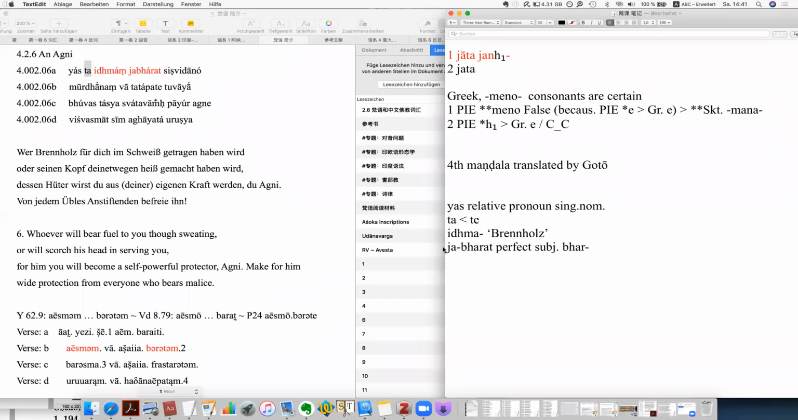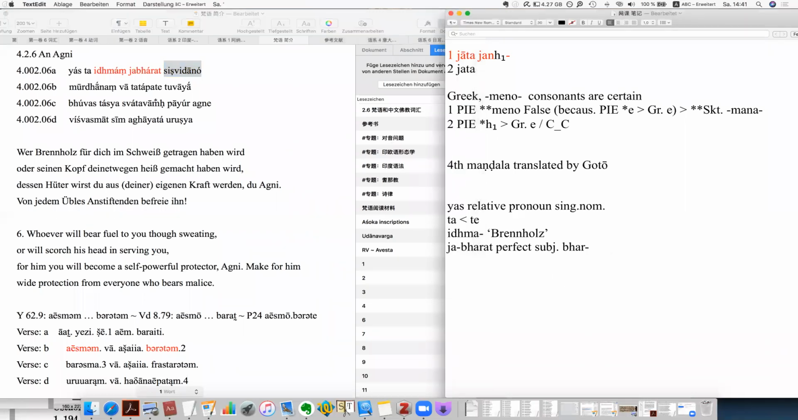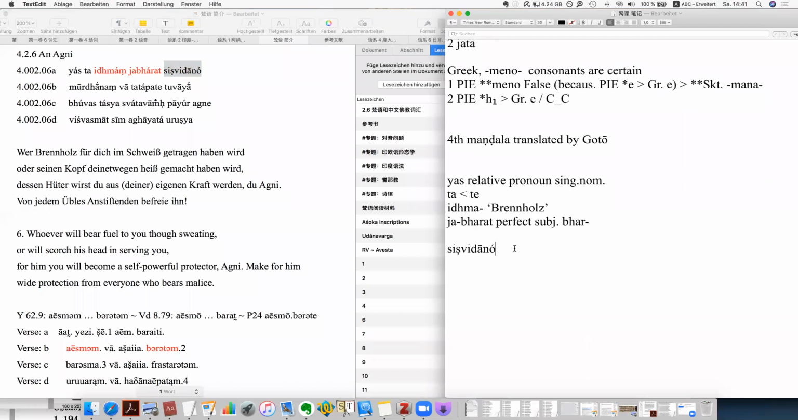And you can find it. Yeah, I think it's correct. Jabarat, perfect subjunctive. Getragen haben wird. Okay. And then shishvidana. So it's from, again, the middle participle, right? So I copy it here. I will explain first the meaning, and then I will explain the etymology and also the formation.